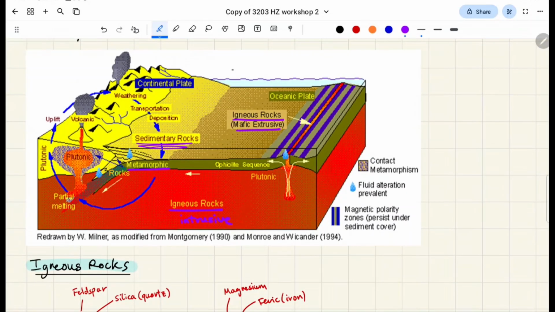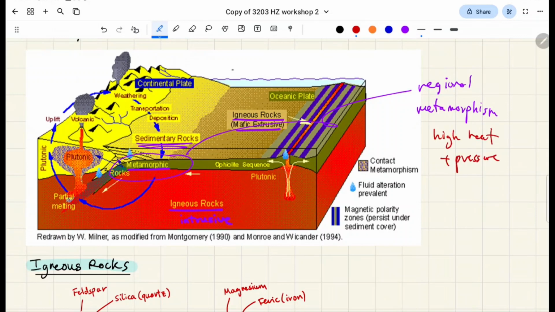And then if this is an area of regional tectonic activity, such as this oceanic continental plate convergence, then this is where your regional metamorphism happens, which is basically high heat and pressure. And you'll see that more when I talk about metamorphic rocks, but that's roughly in this diagram where you'll find those types of metamorphic rocks.